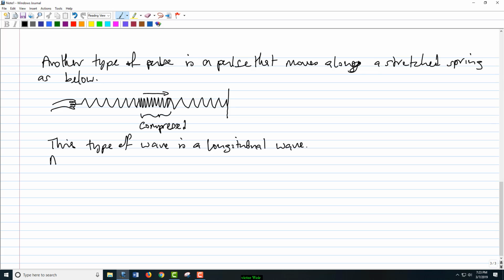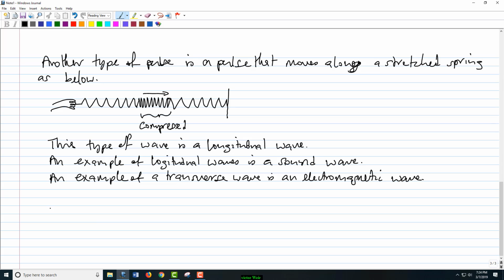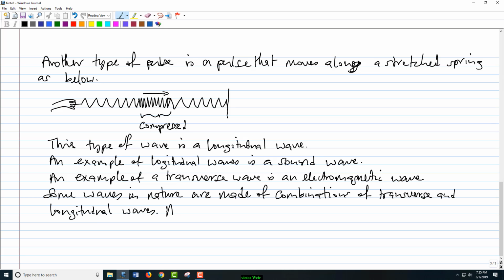An example of a longitudinal wave is sound waves, and an example of a transverse wave is a radio wave or electromagnetic wave. Some waves in nature exhibit combinations of transverse and longitudinal waves. An example would be water waves, or let's say waves on water, or we also have seismic waves.